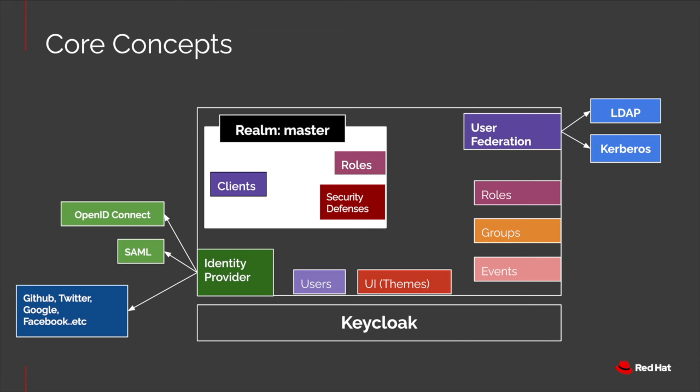Let's understand the core concepts here. This architecture diagram will give you a good understanding of what comes with Keycloak. In the Keycloak UI dashboard, you can configure all those things very easily. The main configuration goes around the realm configuration. A realm is like a namespace which isolates your configuration, and you can configure your clients, your roles, your security defense mechanism, and it comes with identity providers like OpenID Connect, SAML, or you can also do social logins using the identity provider setup.